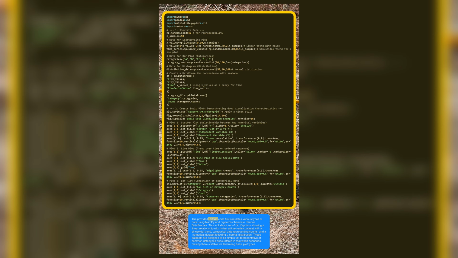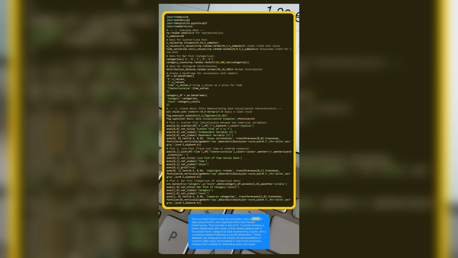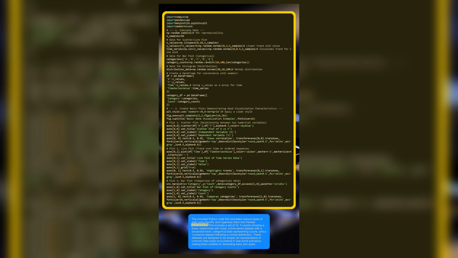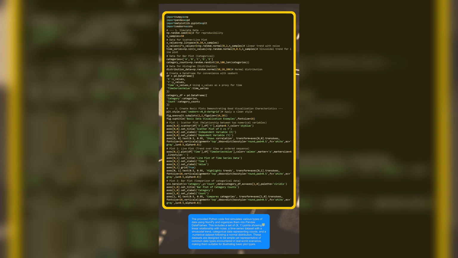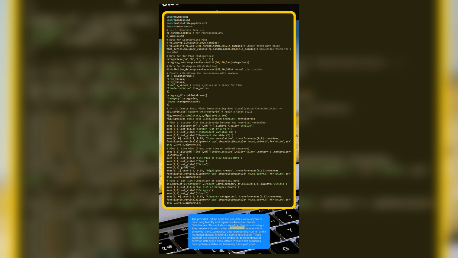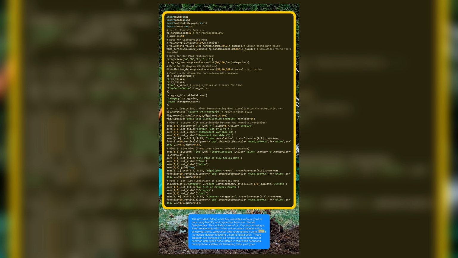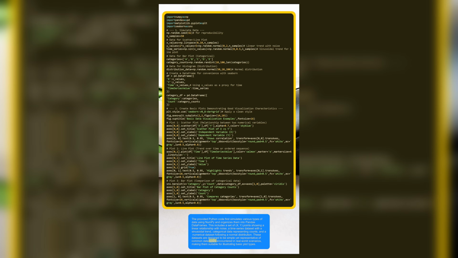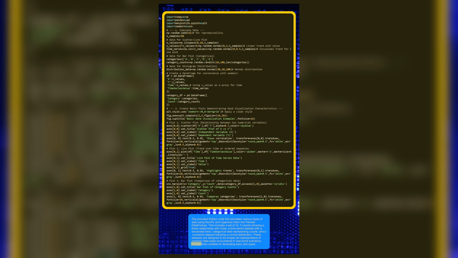The provided Python code first simulates various types of data using NumPy and organizes them into pandas data frames. This includes a set of x, y points showing a linear relationship with noise, a time series dataset with a sinusoidal trend, categorical data representing counts, and a numerical dataset following a normal distribution. These datasets are designed to be simple yet representative of common data types encountered in real-world scenarios, making them suitable for illustrating basic plot types.